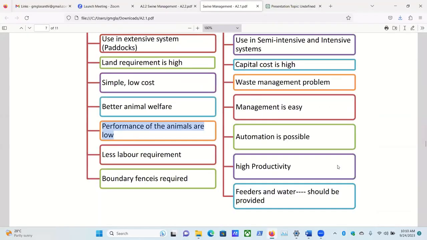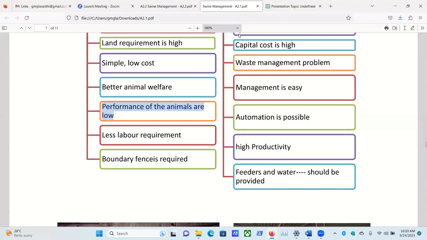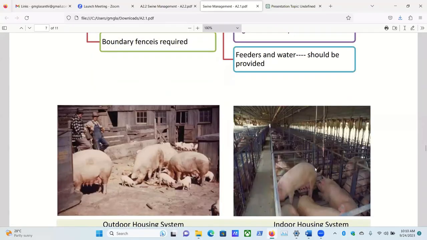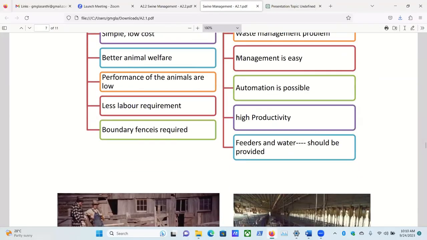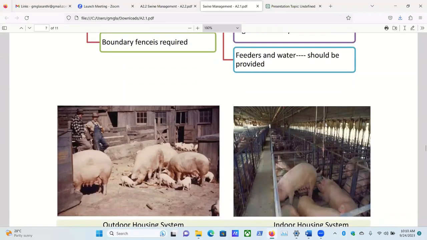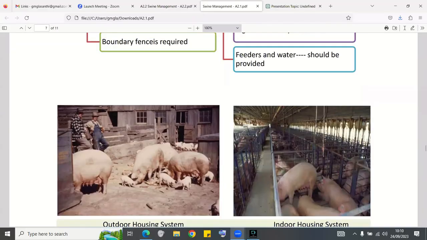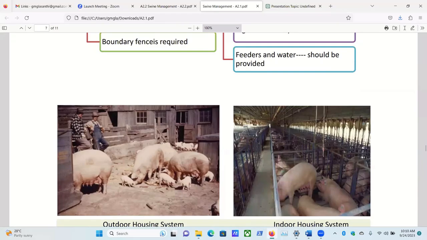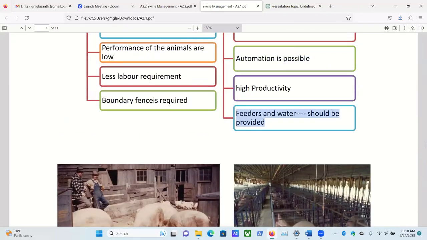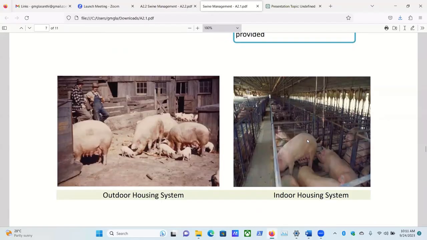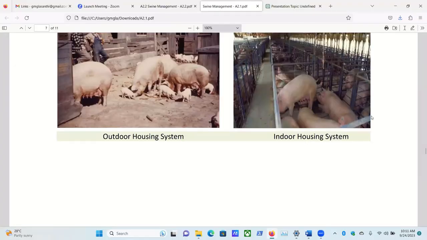High investment is there. So the capital cost is very high to build these types of structures. And management is very easy. So automation is possible. That means we can provide automatic drinkers and automatic feeders. Also, feeders and waterers should be provided in this type of housing system, and high productivity is there. That means we can produce more pork because the movements of those animals are strict. So maximum energy conversion to body weight gain is there.